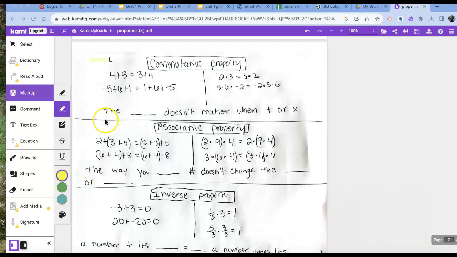All right, hi everybody. Today we're going to talk about properties. You can see I've just done some handwritten notes here, so don't forget you can always just take handwritten notes if you forget yours or lose them.